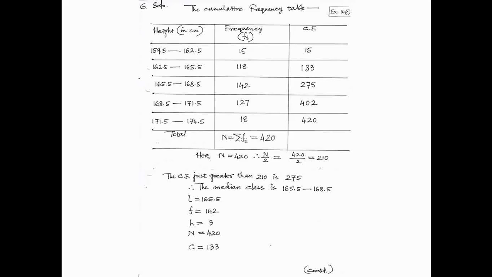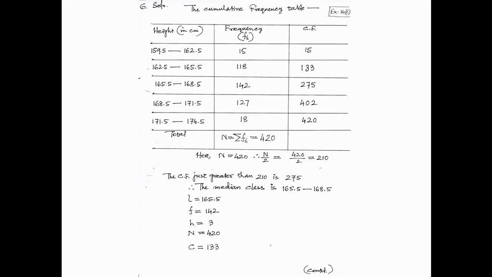In the previous classes you have done it, but again I am explaining cumulative frequency. Suppose the third class interval, here you see in this particular category, 165.5 centimeter and 168.5 centimeter, how many students? 142. So if you add 15, 118 and 142, you will get cumulative frequency 275. Okay. So in the same way, finally, cumulative frequency, you will get 420.